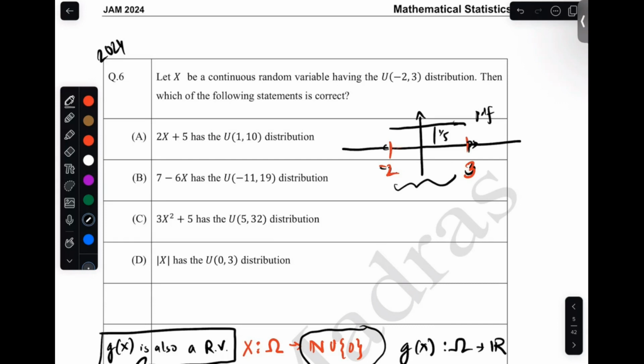So now what is happening is that each of these individual x is being transformed to a new number. In the first case, x is transformed to 2x plus 5. In the second case, x is transformed to 7 minus 6x. In the third case, x is transformed to 3x squared plus 5. And in the final case, x is transformed to mod of x.